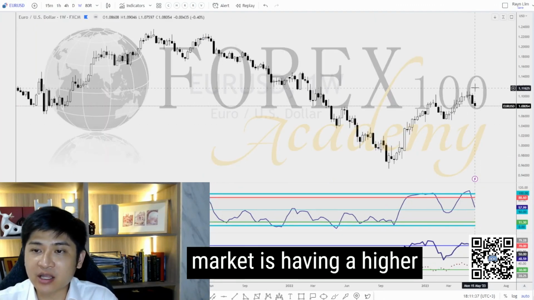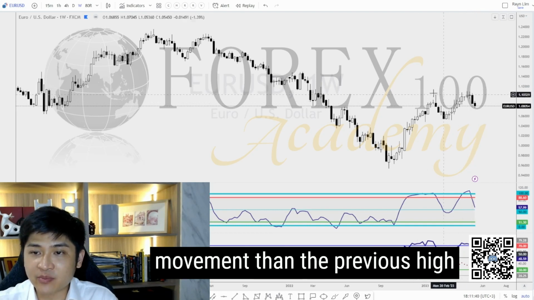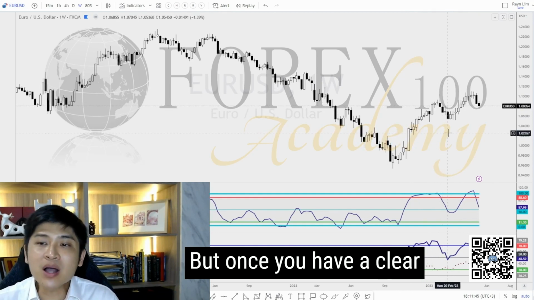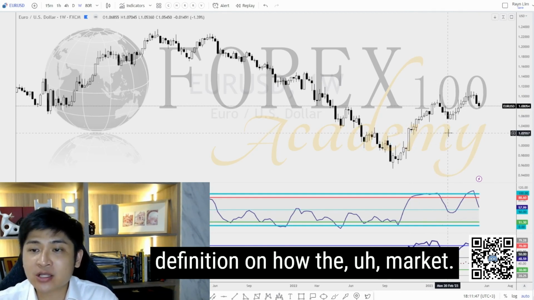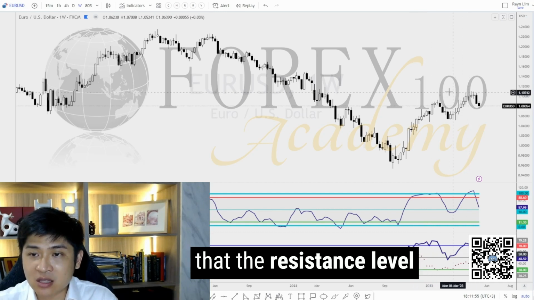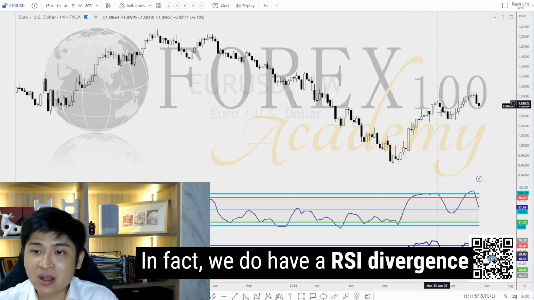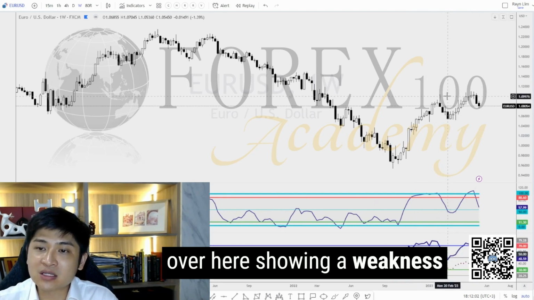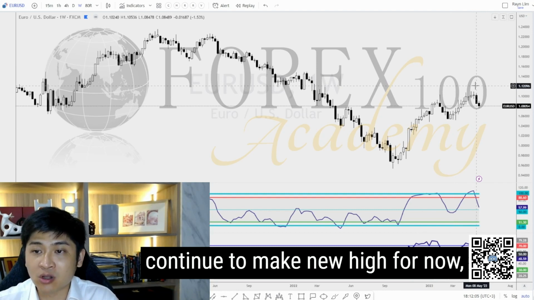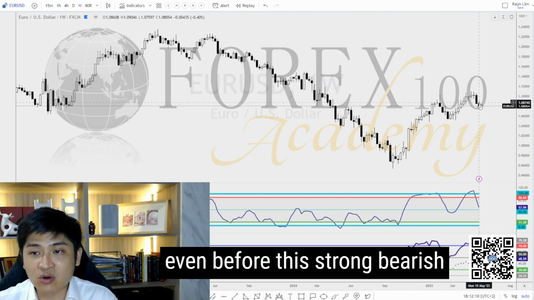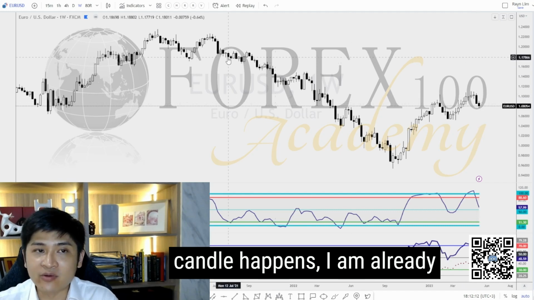Visually, it does look like the market is making a higher high than the previous high, because how the candlesticks move is a trick on the eye. But once you have a clear definition of what breaking resistance should be, you should know that the resistance level over here wasn't broken. In fact, we do have an RSI divergence over here showing a weakness, that the market might not be able to continue to make a new high for now. And that is why 2 weeks ago, even before this strong bearish candle happened, I was already looking to short the EUR/USD.